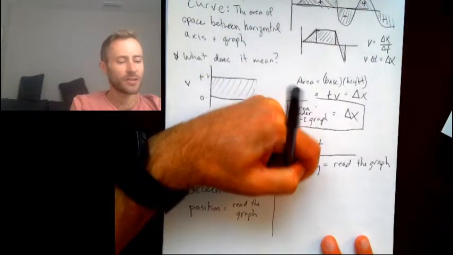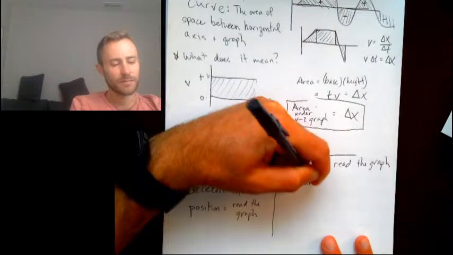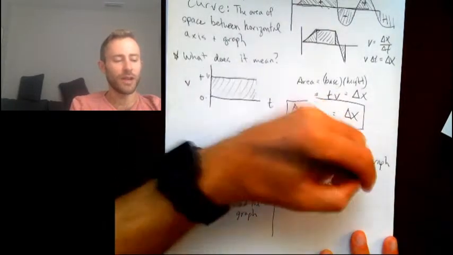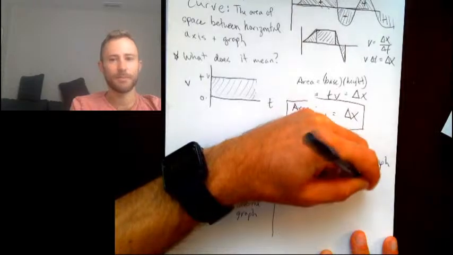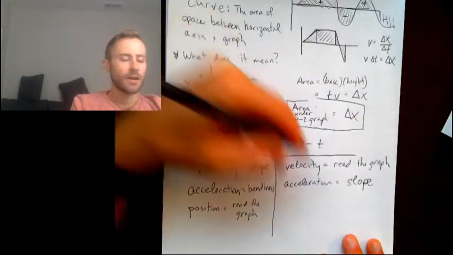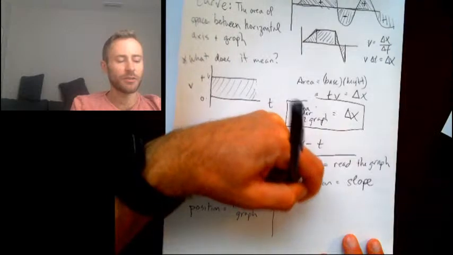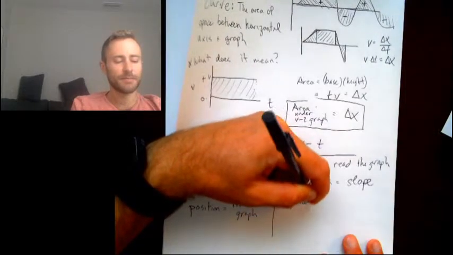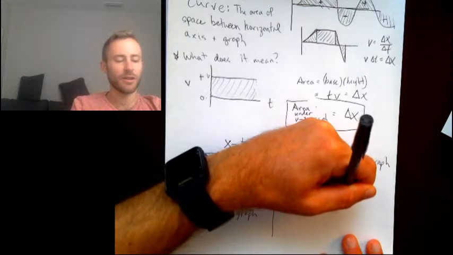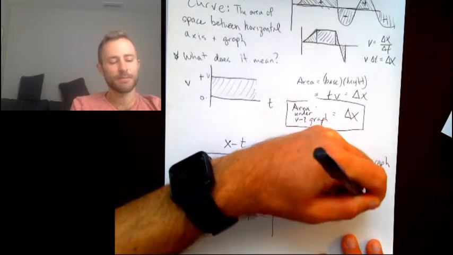What if you want the acceleration from a velocity time graph? Then you need to calculate the slope. Okay? And lastly, what if you want the displacement? If you want the displacement, then you need to calculate the area under the curve.